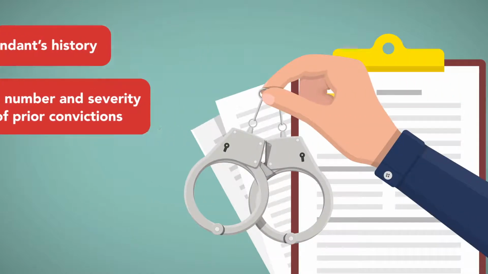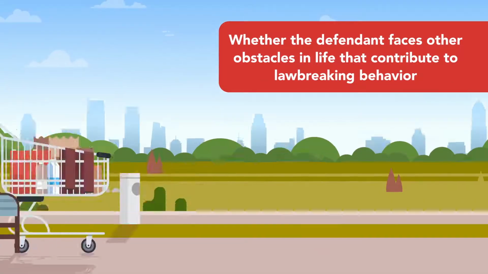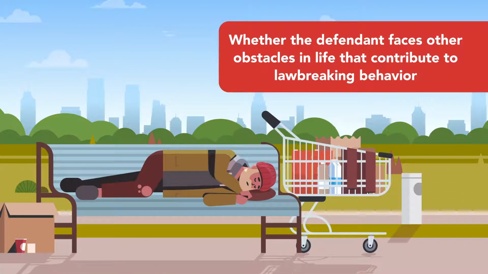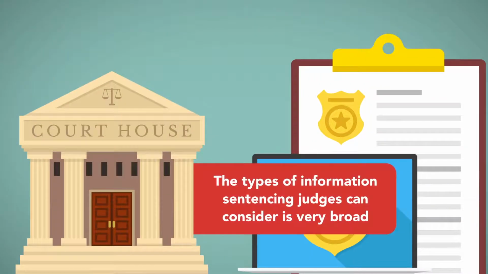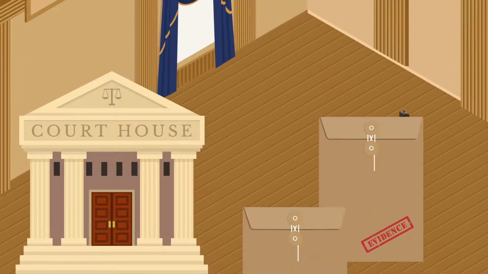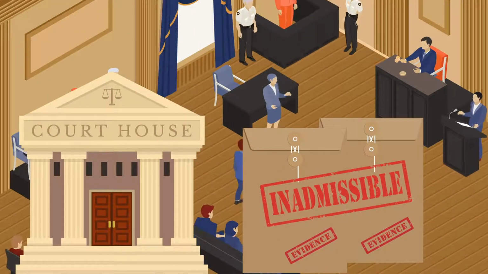The judge may also consider whether the defendant faces other obstacles in life that contribute to law-breaking behavior, such as financial or psychological challenges. Courts have ruled that the types of information sentencing judges can consider is very broad and may even include evidence that was not admissible during the criminal trial itself.